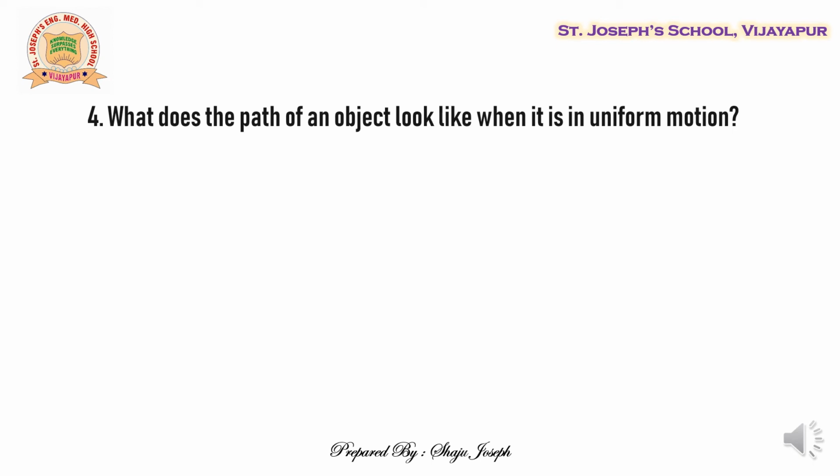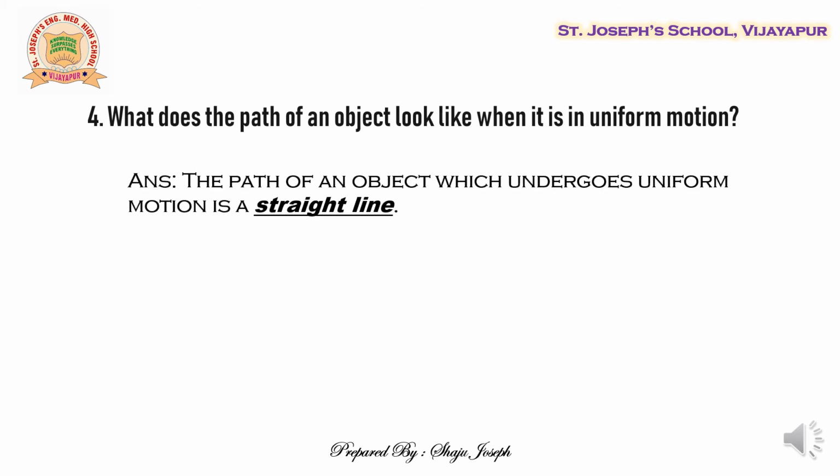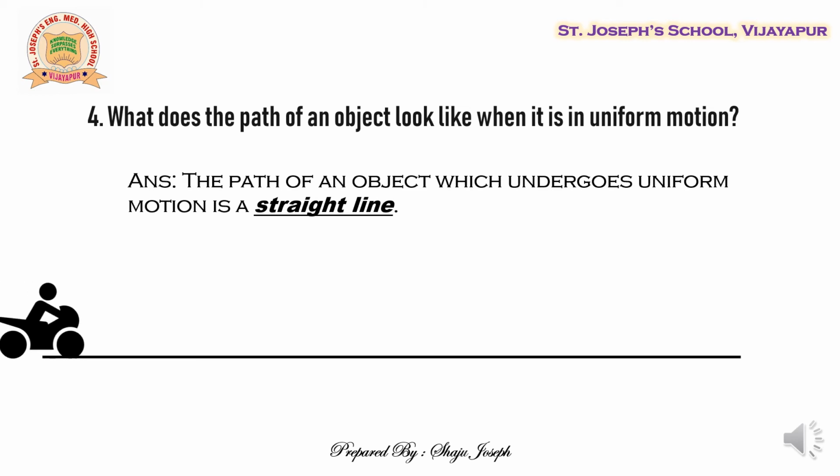Fourth question. What does the path of an object look like when it is in uniform motion? Let us have a look at what happens to the path. The path of an object which undergoes uniform motion is always a straight line. So if it is not a straight line, that means the direction changes. If direction changes, then we cannot say that the object is pursuing uniform motion. The motion becomes non-uniform.